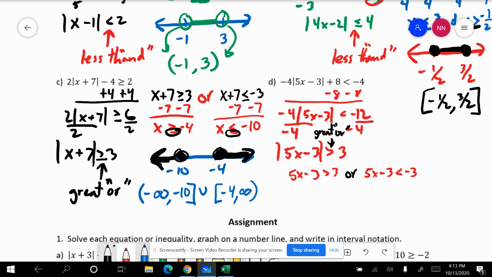We're going to solve this by adding the 3, dividing by 5. And on the same side, we do the same thing. We add the 3, trying to get the x by itself, and we divide it by 5.